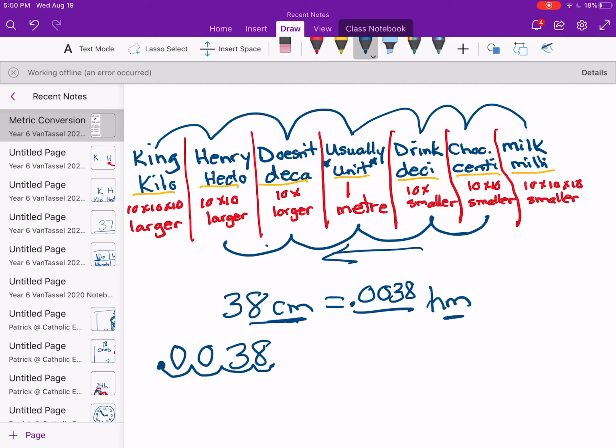So it's really easy. You just got to follow the direction you're going. I'm going from centimeters, and I'm going up this way. The decimal's moving the same direction that way. And if I'm going this way and going the other direction, then the decimal goes down. They just have to remember this: King Henry doesn't usually drink chocolate milk, and they can do these conversions really easy.